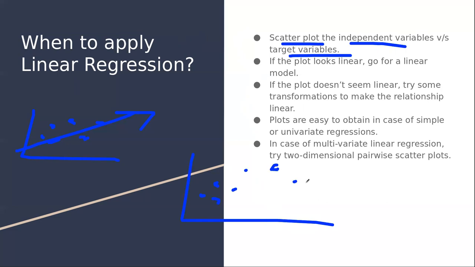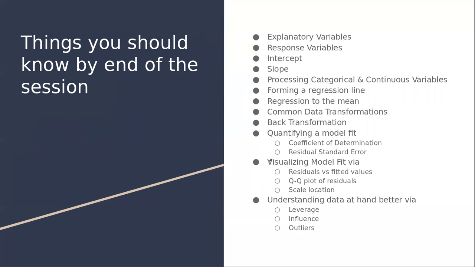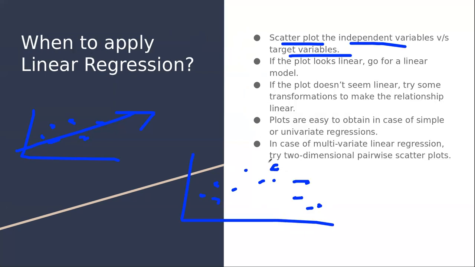If the plot looks like this, a rainbow type plot, then we can do some transformation like y equal to square root or square, something like those, and get a linear line. Plots are easy to obtain in the case of a single variable and multivariable. If you have multiple variables, what do you need to do?